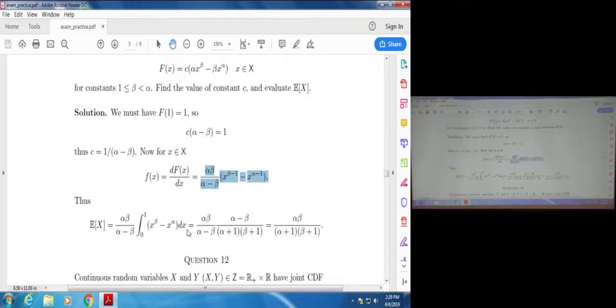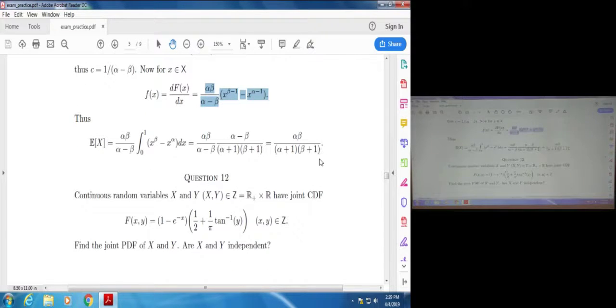Okay, and now this is a straightforward integral. The integral of this is x to the beta plus 1 over beta plus 1, and this is x to the alpha plus 1 over alpha plus 1. And when x is 0, we don't care. So we're basically going to do alpha beta over alpha minus beta multiplied by 1 over beta plus 1 minus 1 over alpha plus 1. And if you do some algebra, this is the answer. Okay, and the reassuring answer is less than 1. Well, you can show it's less than 1, which is what you would want.